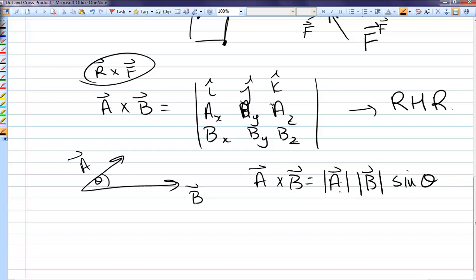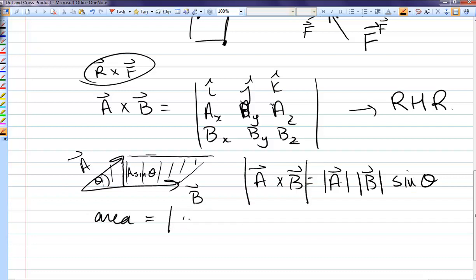A sine theta is now this vertical distance here. This is A sine theta. And so what that cross product geometrically represents is the area of this parallelogram. Base times height. Base is B, height is A sine theta. So this area is equal to the magnitude of A cross B.